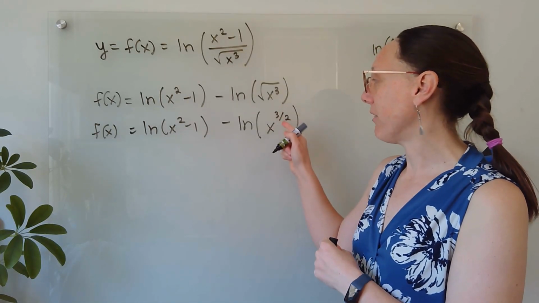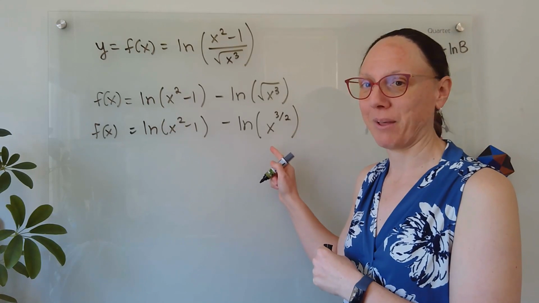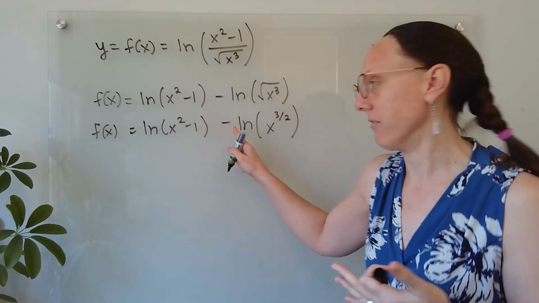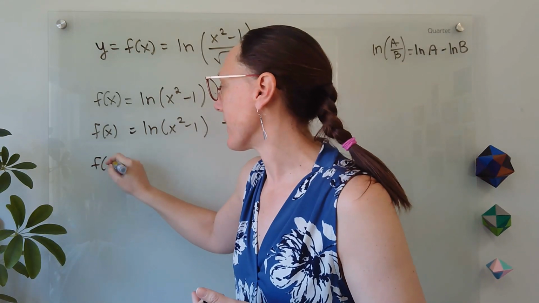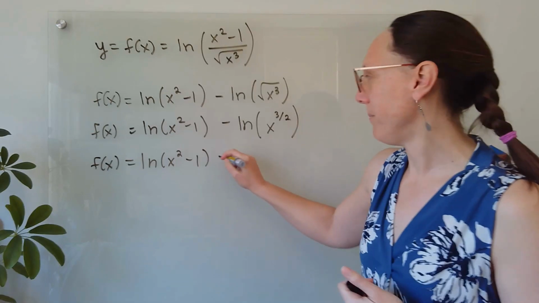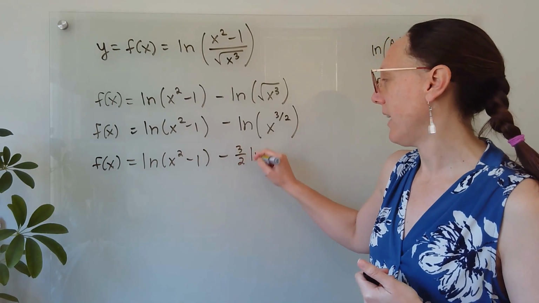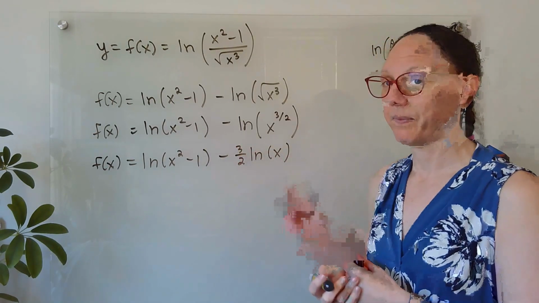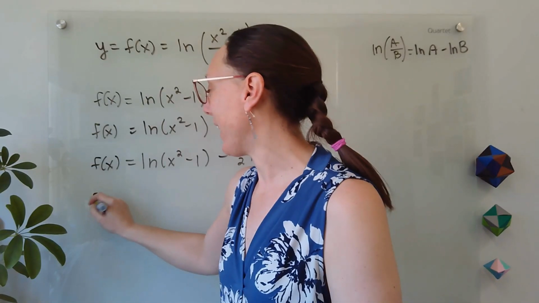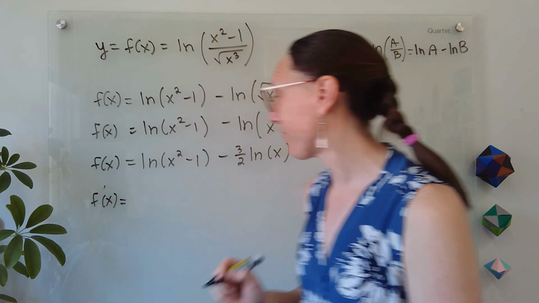Because I have an exponent inside of my log, I can pop that exponent out as a coefficient in front of the log. So I'd be looking at something like natural log of x squared minus 1 minus 3/2 ln of x. This is probably as simplified as I'm going to get, so I am ready to take that derivative.